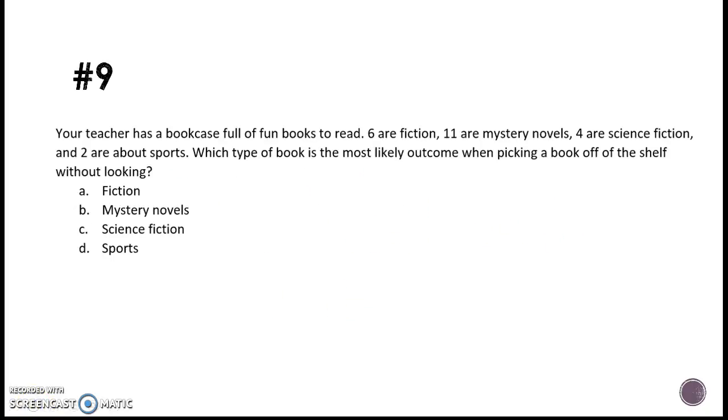Okay, so number 9. Your teacher has a bookcase full of fun books to read. 6 are fiction, 11 are mystery novels, 4 are science fiction, and 2 are about sports. Which type of book is the most likely outcome when picking a book off the shelf without looking? All right, so this one's pretty straightforward, guys. Think about which book we're saying most likely. So which book is there the most of? That would be the book that you would be most likely to choose.